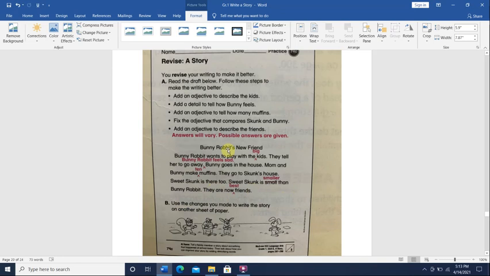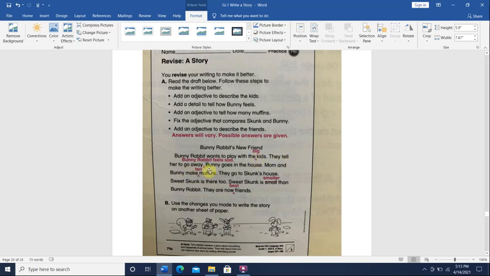Okay, so what I told your friends today in class, I told them that the word bunny means a small rabbit. Okay, so Bunny Rabbit's new friend. So Bunny Rabbit is a small rabbit and she wants to go play with the kids. In class we added the word big because Bunny means that she's small, so she wanted to go play with the big kids, the kids that are bigger than her. So we added the adjective or the describing word big to show the story that she was small and she wanted to play with the other kids.